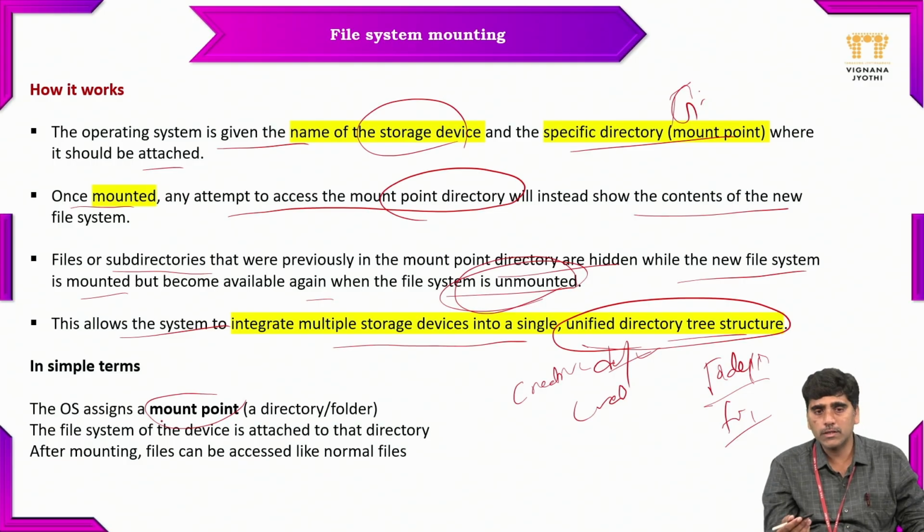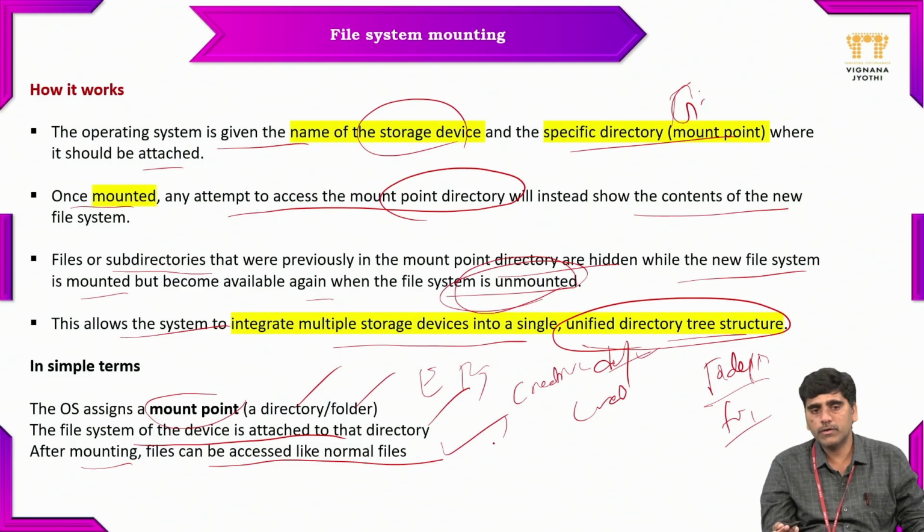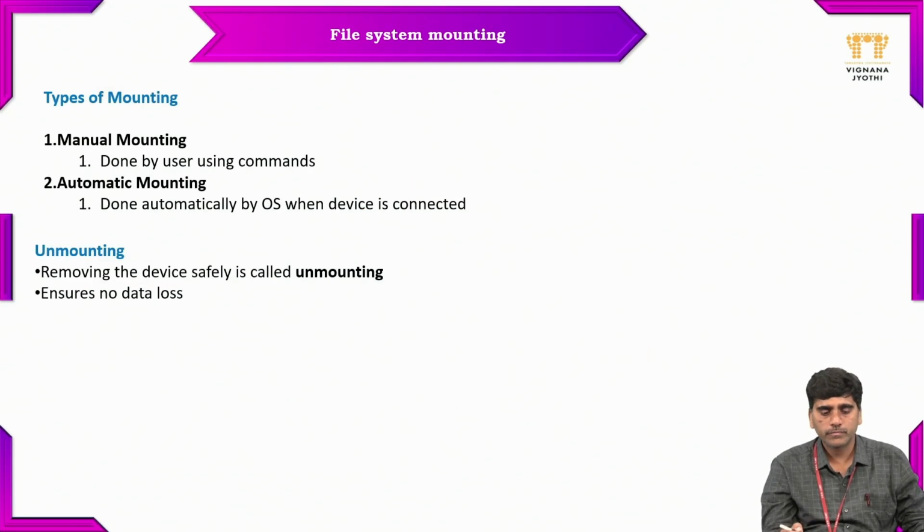So the OS assigns a mount point, which is creating a directory or folder. The file system of the device is attached to the directory. So whether it is E drive or F drive or whatever it may be, the file system of the device is attached to the directory. After mounting, the files can be accessed like normal files.